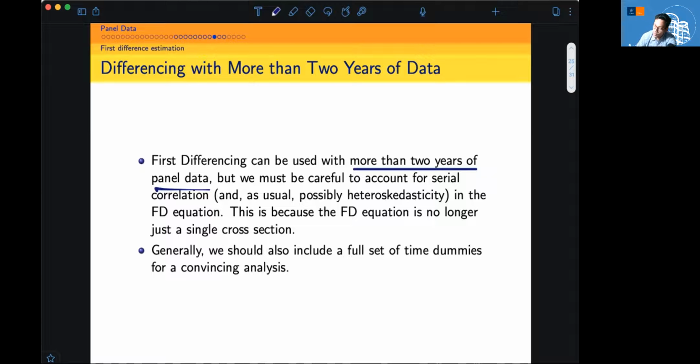So we should also include a full set of time dummies for more convincing analysis. Why do we want to include time dummies? We want to include time dummies or time fixed effects in the estimating equation because we want to accommodate changes that occur over time and are systematic, affecting all units in the equation. Again, we want to use the time fixed effects to accommodate aggregate changes that affect every unit in the data set, and that are unobserved. So that's the reason why we want to include time dummies.